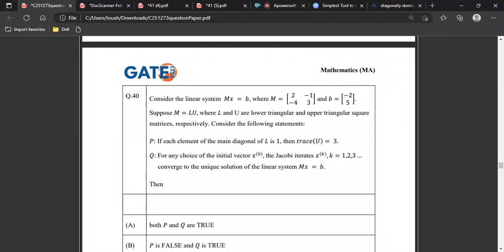Question is from GATE 2023. Question is asked from numerical analysis. Let's see quickly what the question says. The question has given that Mx equal to b. They have given M. They have given b.